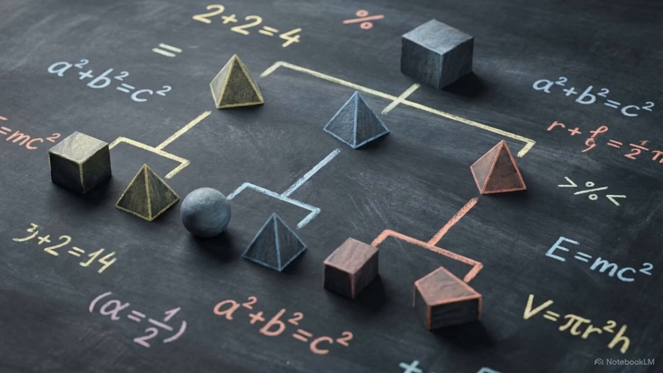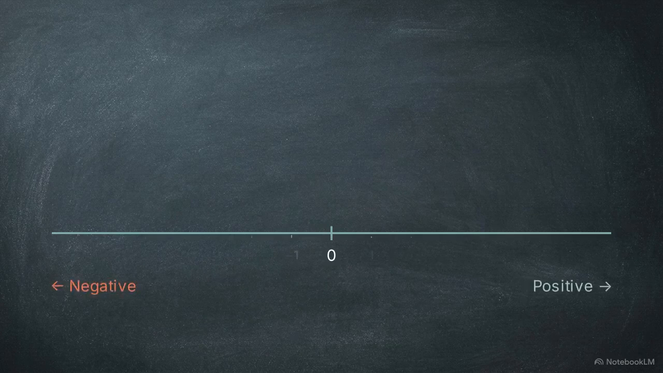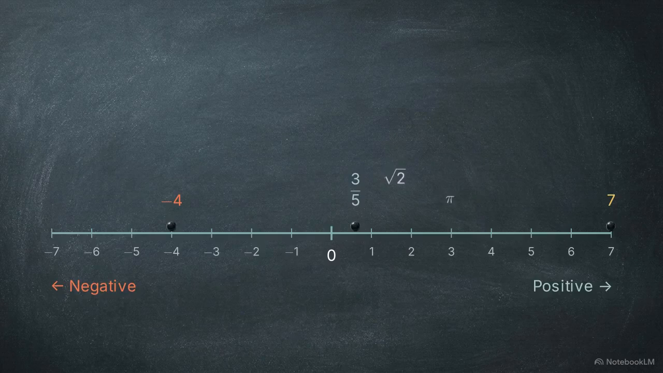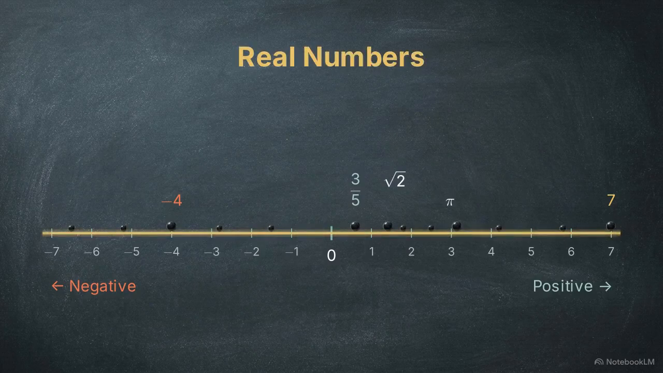Grouping these values changes how you approach math, shifting the focus from memorizing individual digits to recognizing a predictable hierarchy. This hierarchy starts with a simple horizontal line. 0 marks the center, with positive values right and negative values left. We call every point on this line a real number. If it has a specific location on this axis, it belongs to this set.